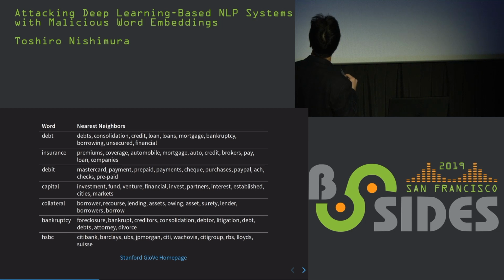The word debit pulls up payments, prepaid, and even MasterCard. The last row is kind of interesting because HSBC is not an English word, but somehow it managed to learn that it's related to these words, Citibank, Barclays, all these big banks. And my favorite one is bankruptcy, which pulls up the words foreclosure, creditors, and also divorce.